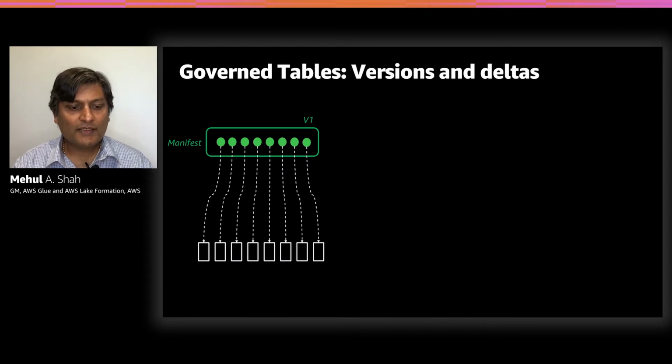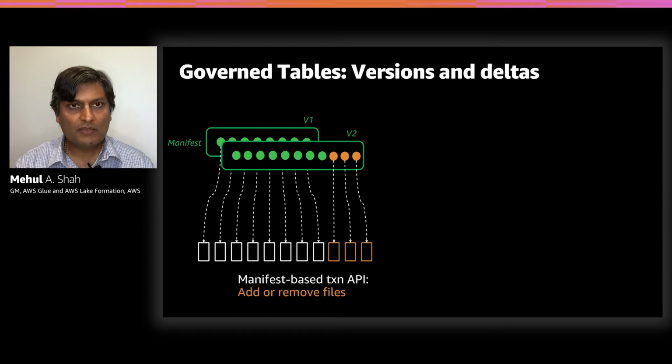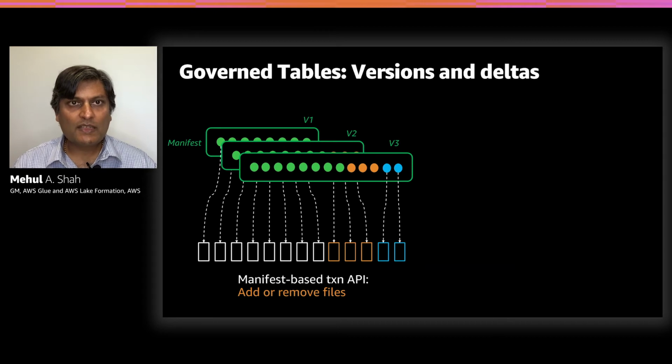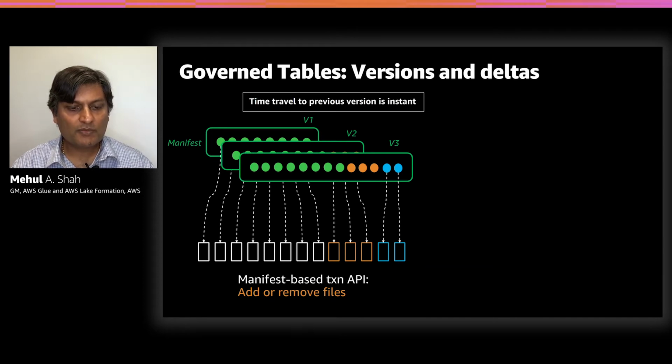Governed tables also support two different types of update APIs. The first type of update APIs are transactional manifest-based APIs. And what they allow you to do is add or remove files to your table transactionally. So in this case, I've added 3 files, the orange files, to my table, and the manifest is now pointing to those 3 files, and you've created a new version of the manifest. And you can run these transactions concurrently, and we'll order them for you. In this case, the blue transaction added 2 files, and it came after the orange transaction. And the data structures that maintain these manifests are pretty efficient. And so what we allow you to do is very quickly go to a previous version of the table in an instant.